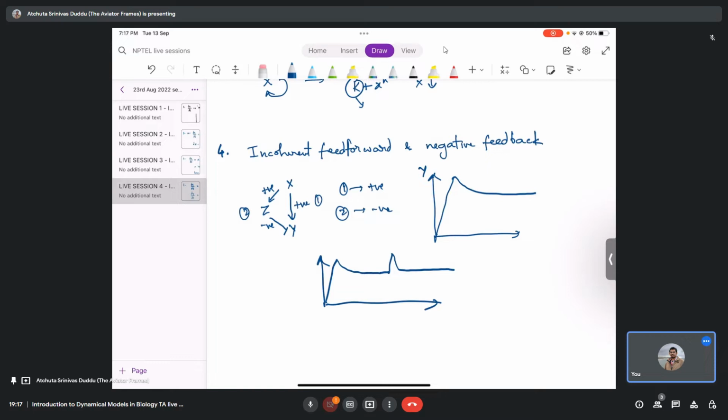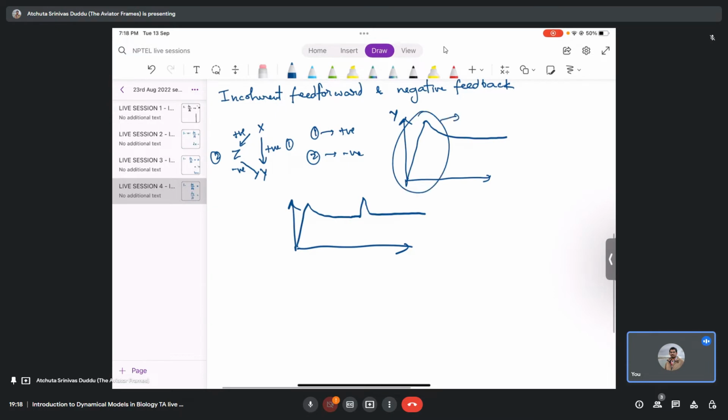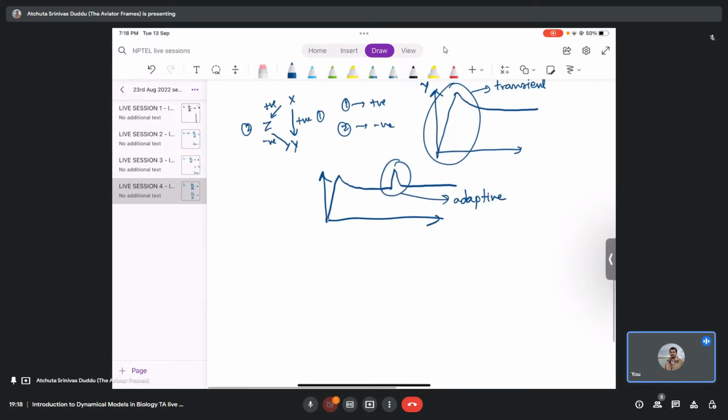In this particular case, this is how it's responding, giving a spike whenever x is changing. But the rest behavior could definitely vary depending on the incoherent feed forward network we are considering, right? So that is what this involves, the transient behavior, and this part reflects the adaptive behavior of the network, right? So I'll just stop here for a second.